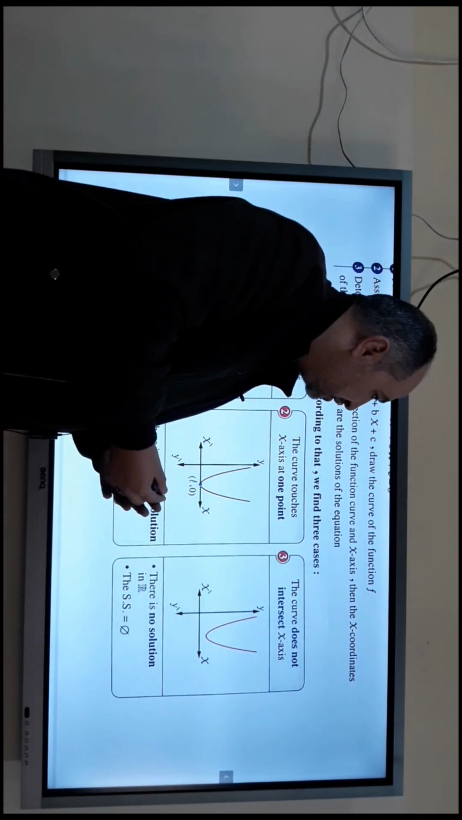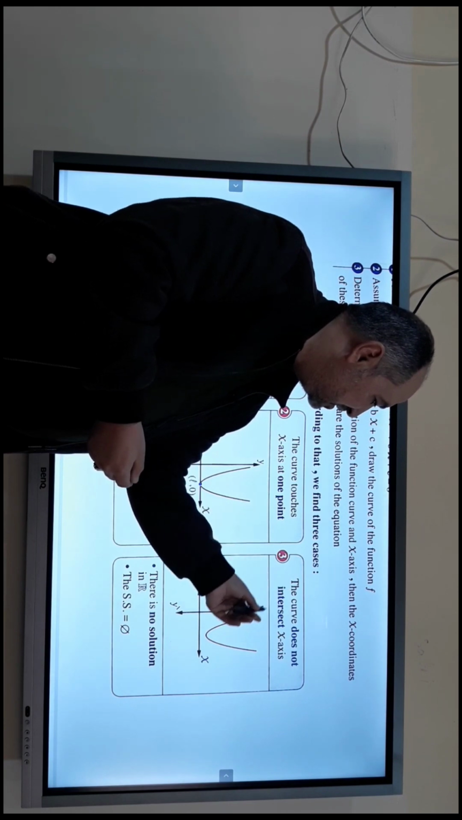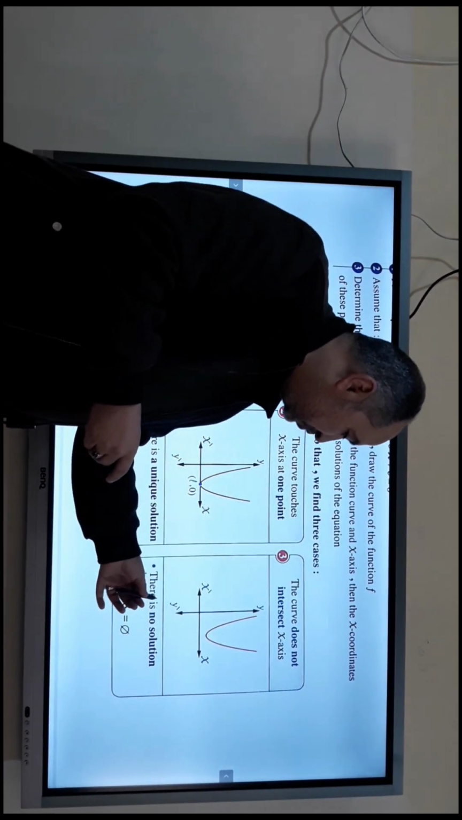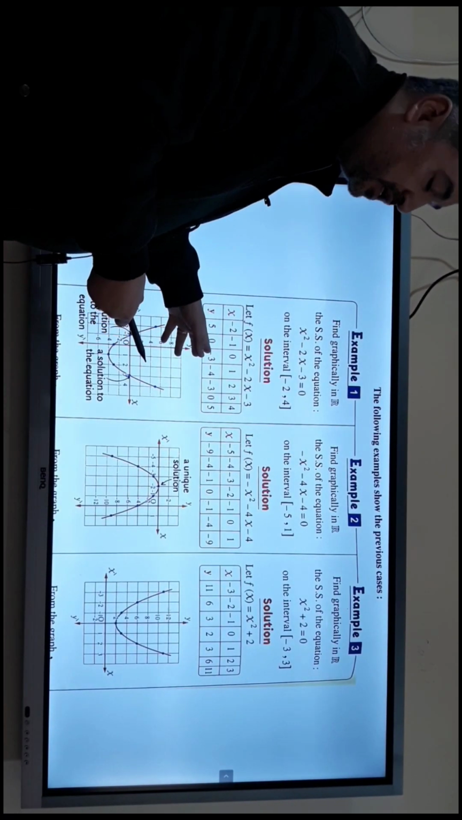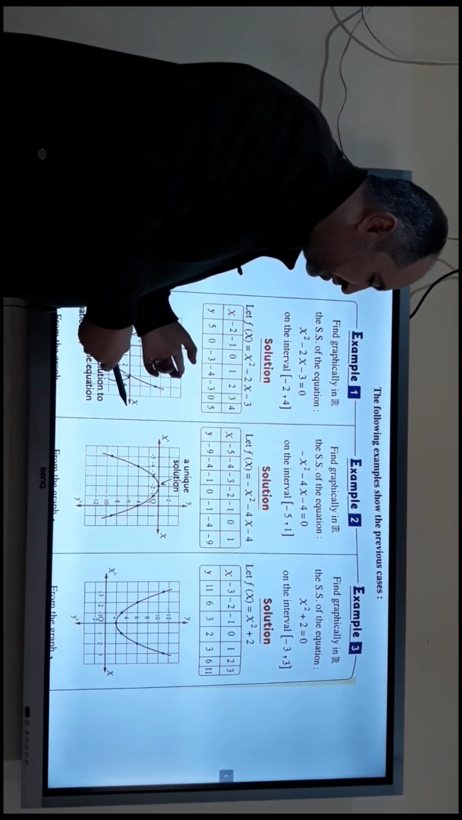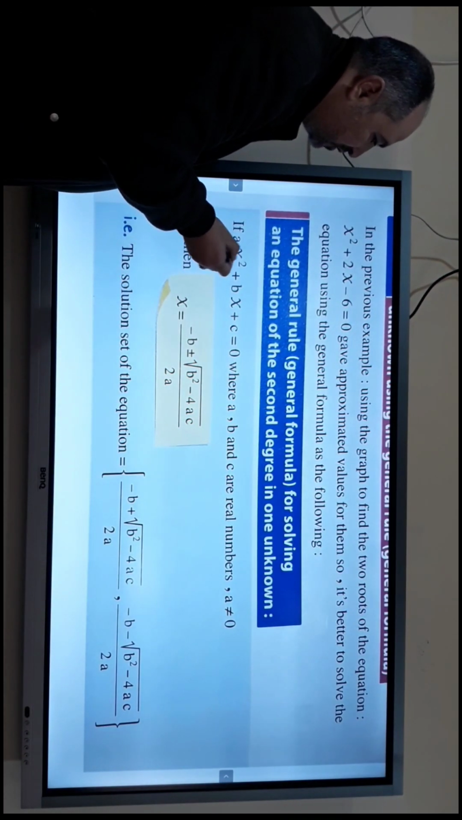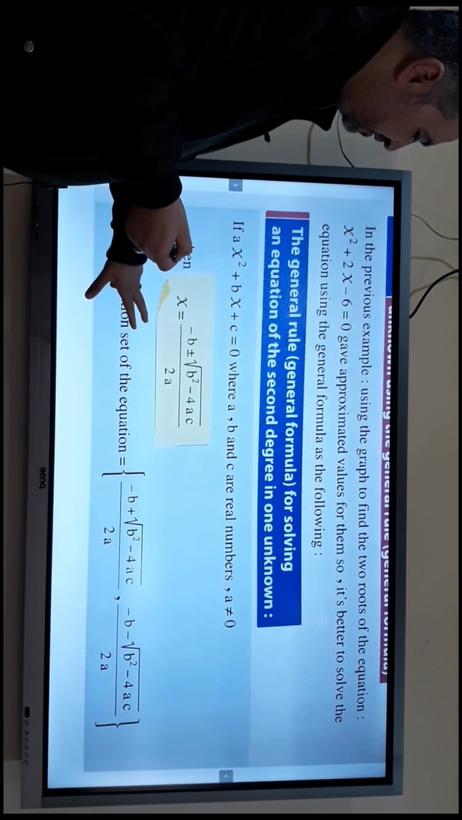The last, there are no solutions because the curve doesn't intersect the x-axis at all. There are no solutions, the solution set is phi. And these are the three examples if we do it graphically. But now we study how to solve by the general formula algebraically.